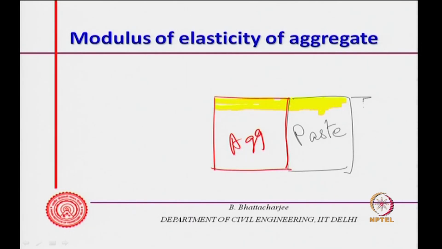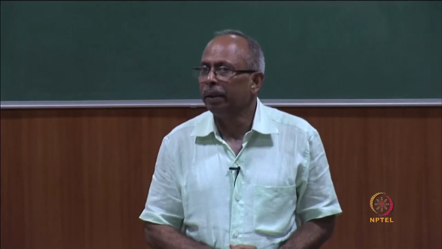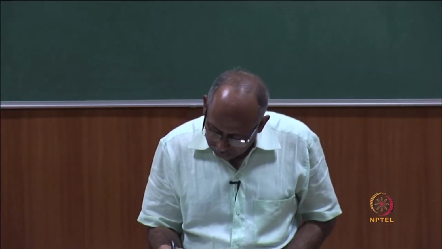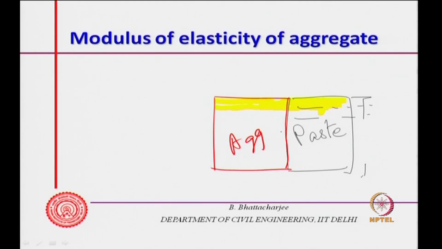So, this will tend to shrink somewhat, but this will not shrink, because aggregate is inert and its volume change would not occur like that. As this tries to shrink, it will also try to bring the aggregate together, but the aggregate will then exert a net upward force on it. That means shrinkage of the paste will be restrained by aggregate.